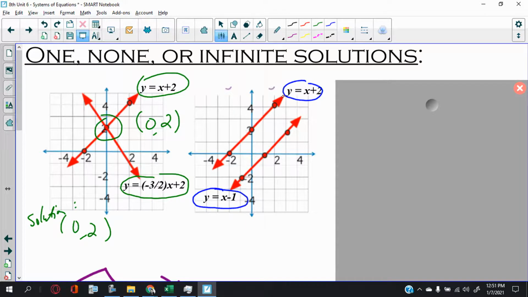Which means, if this line were to go forever and ever like this, and the other line goes forever and ever like that, they will never, ever intersect or cross paths with one another.